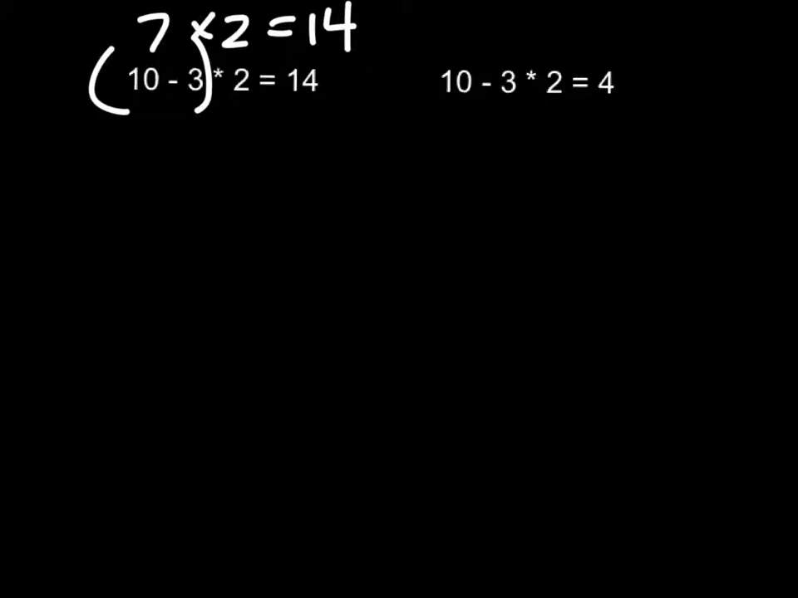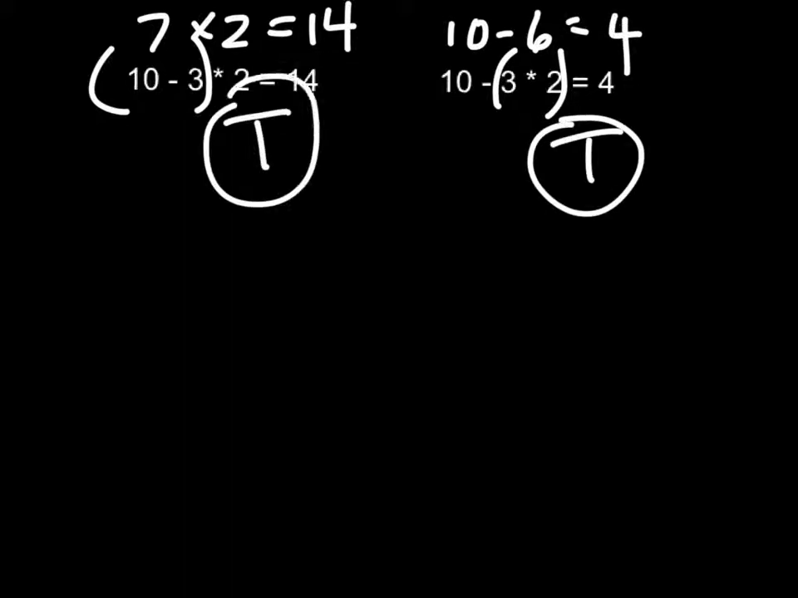In the second problem, if I put the 3 and the 2 together, I'm going to do that part of the problem first. 3 times 2 I know is 6. Then I can go ahead and finish the problem from left to right. 10 minus 6 equals 4. They are both true through the use of parentheses.